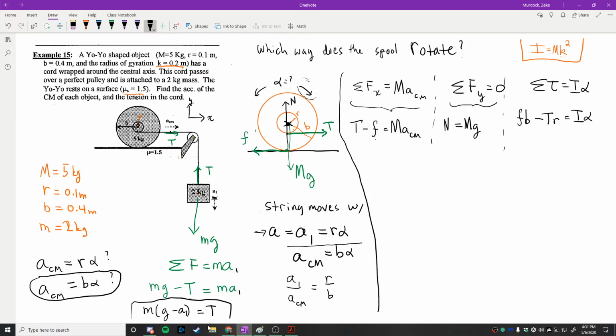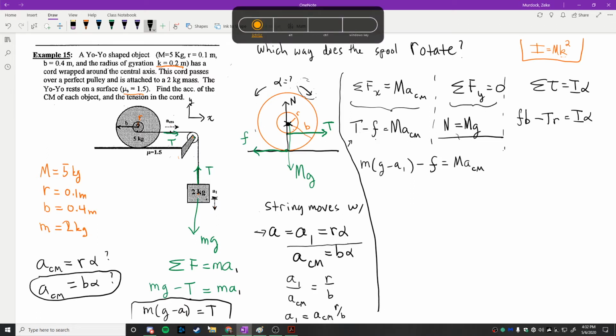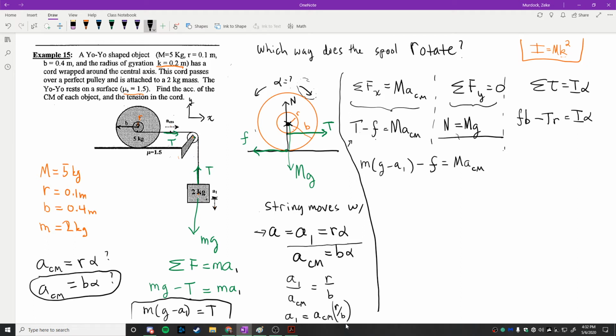Now I can take this and plug it into here. I don't think we're ever going to use this equation. You might, though. T is m times g minus a1, minus the friction force, is equal to M ACM. Let's get everything in terms of the same variable, so let's replace a1. Here it says that a1 is equal to ACM times little r divided by b. This is actually a number, right? Little r over b is like 1 over 4, right?